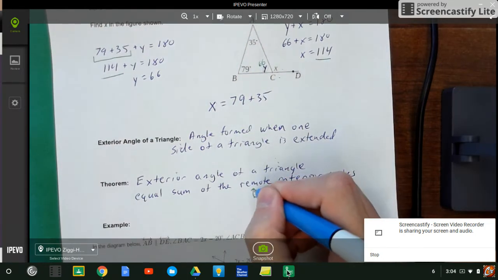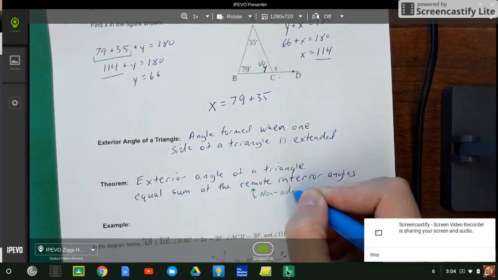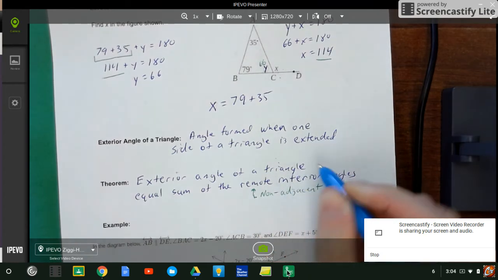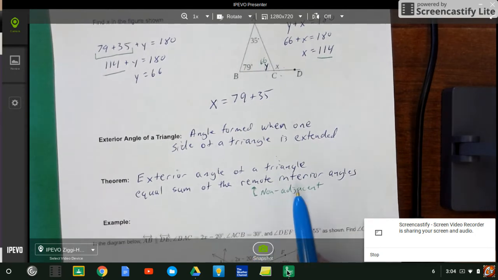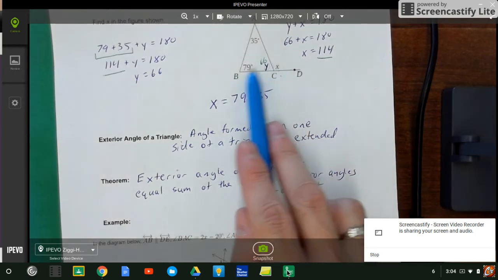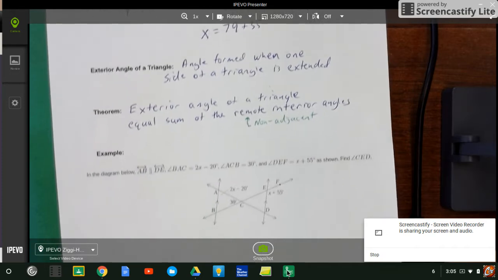Sometimes we refer to the remote as the non-adjacent. Okay, so that's what we mean by the remote angle. It's the non-adjacent one. So there it is. The exterior angle is equal to those two added together. Simple as that. So let's look at one more example. Then I might have you do something on your own.